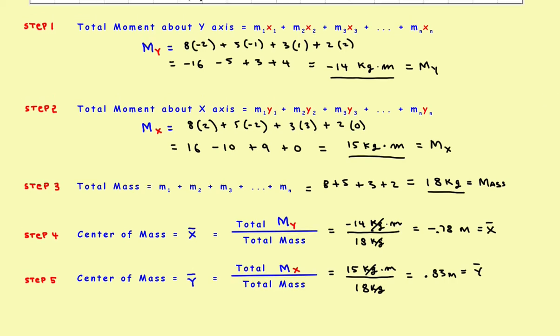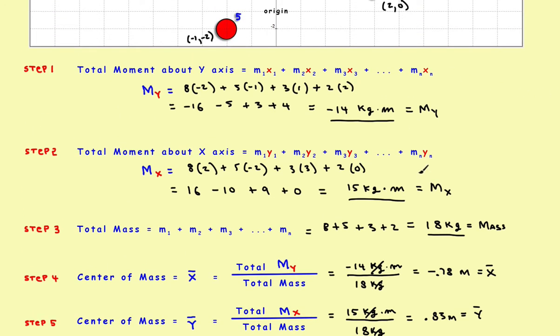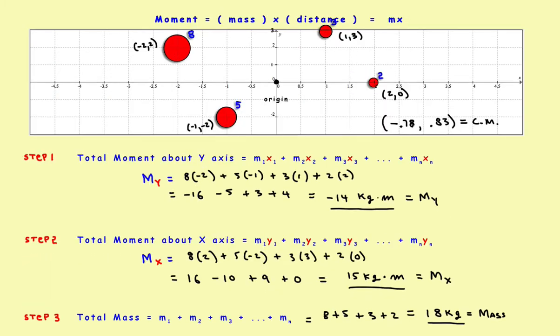So now let's go back up and look at our picture here. And just so we can see it all, let's go ahead and write these coordinates down. So we know that the coordinates of the center are the following. The x-coordinate is minus 0.78, and the y-coordinate is 0.83. So this is the center of mass. Let's go ahead and plot that on our picture.